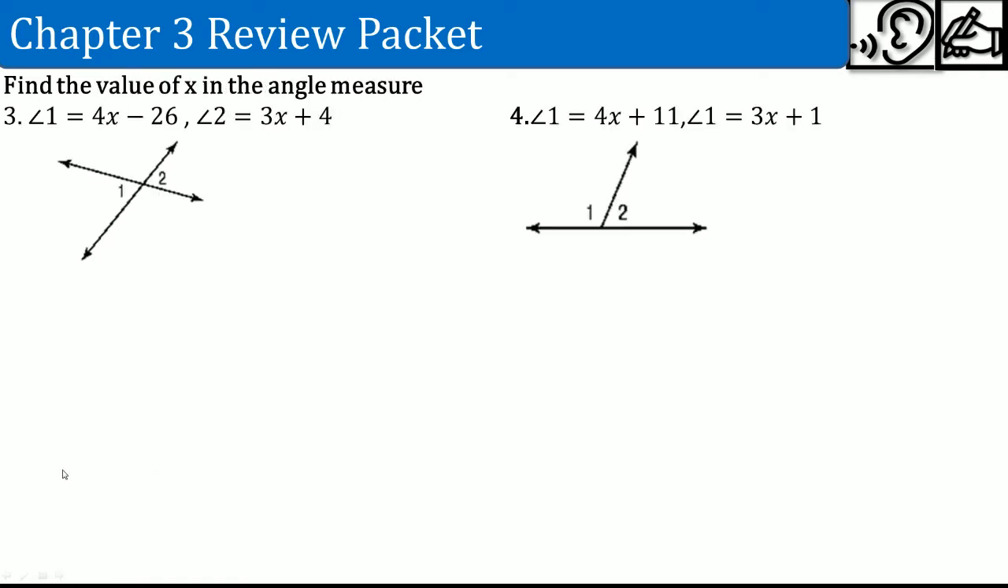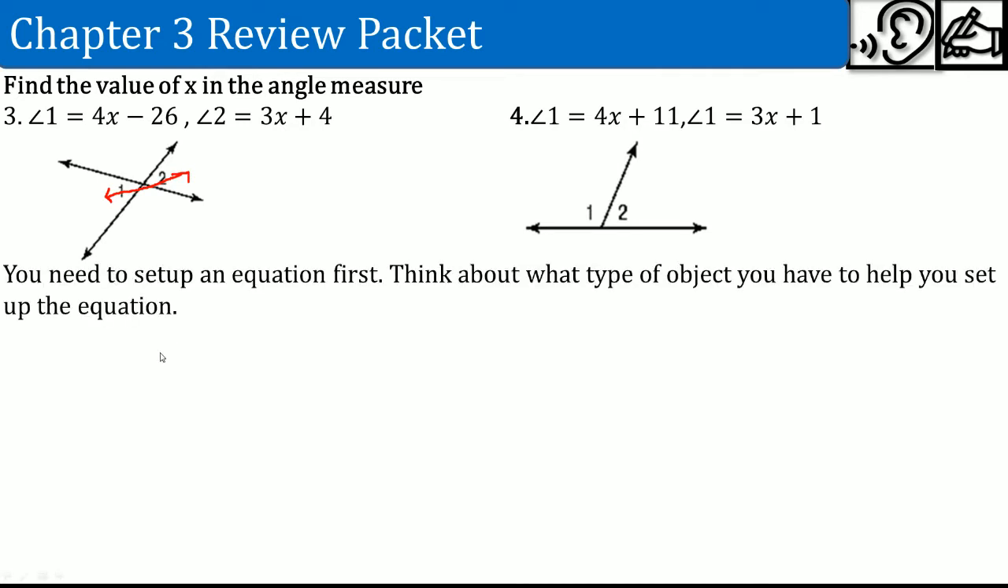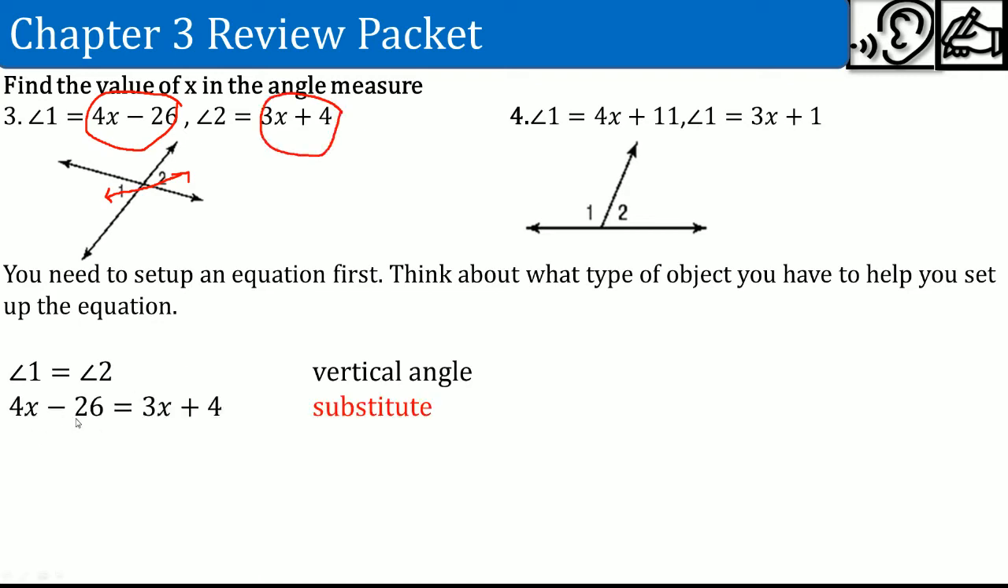Next one. Okay, you're trying to find the angle measurements here. Again, this looks from before like it is vertical angles because these two are reflected of each other. So we're going to set that up. Angle 1 is equal to angle 2, but what is angle 1? Angle 1 is 4x minus 26. That's angle 1. What is angle 2? 3x plus 4. That's how I make that substitution.